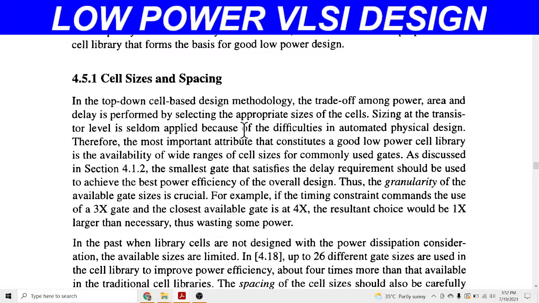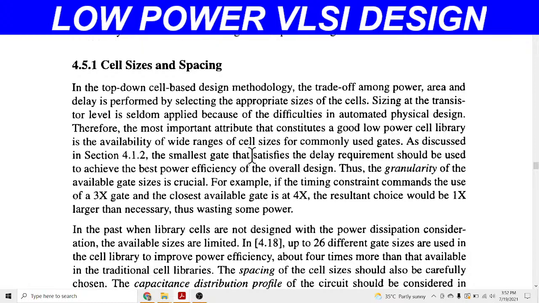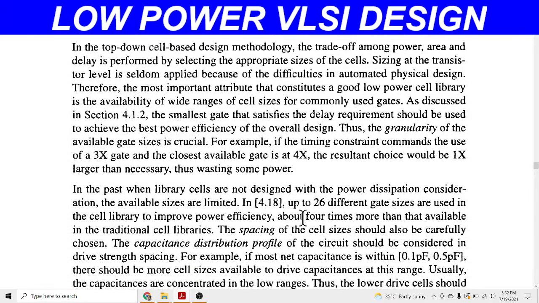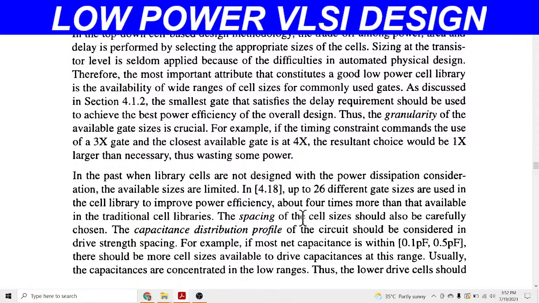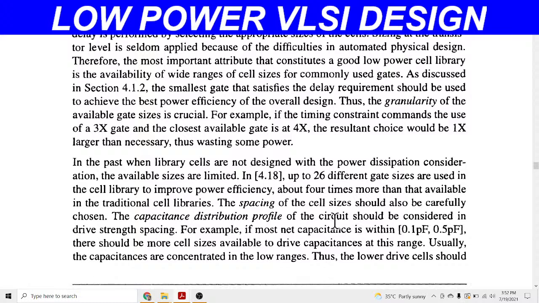Now, in the past when library cells were not designed, available sizes were limited. Up to 26 sizes of gates can be used in a cell library to improve efficiency. For example, if we take a capacitance within a range such as 0.1 picofarad to 0.5 picofarad, there should be more cell sizes available to drive the capacitance. Usually the capacitances are concentrated in the low range.